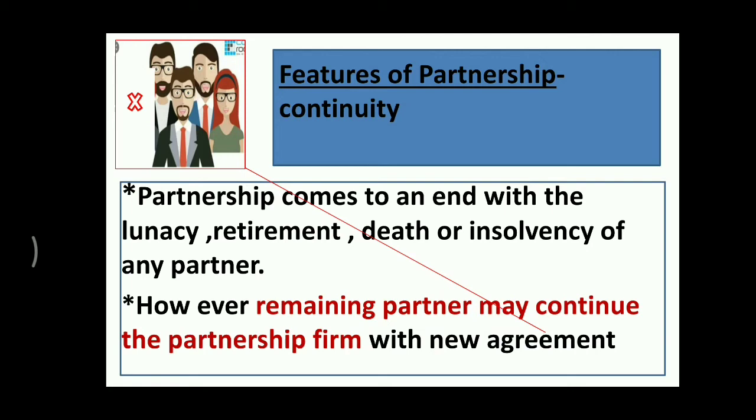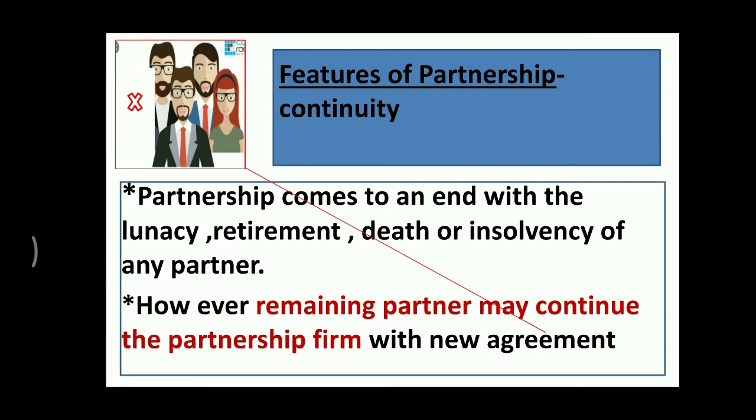So suppose 5 partners are there and they have made an agreement between them for running a partnership firm. In case any of the partners retires, or due to death, insolvency or lunacy of a partner, the partnership comes to an end. But the remaining partners can continue the firm with a new agreement, because partnership is a result of an agreement. So whenever any partner leaves the firm, due to retirement, insolvency or otherwise, that agreement becomes void, it is not valid.